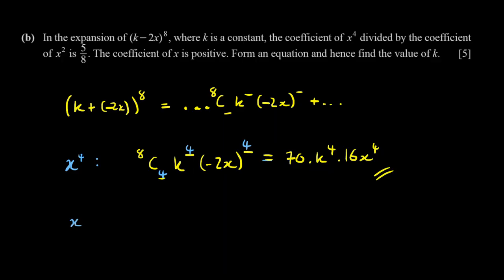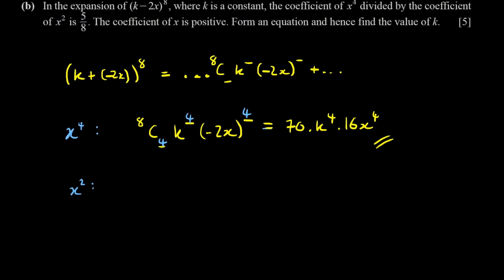Okay, now we're going to find our x squared term. We're going to do that in exactly the same way. So if we do our expansion, what we should get is 8c something, k to the power of something, negative 2x to the power of something.